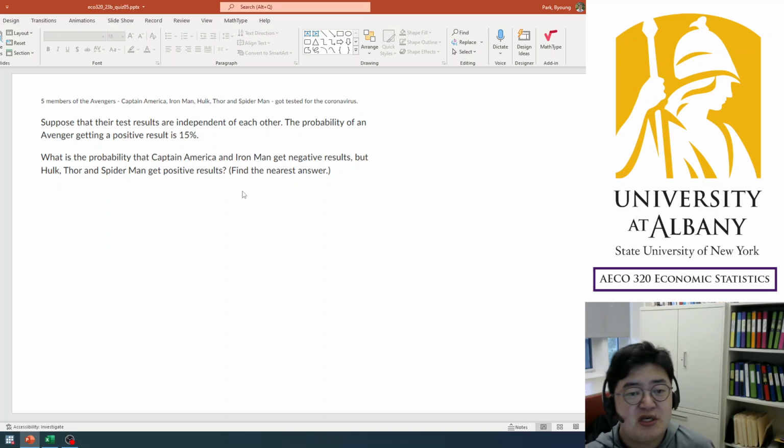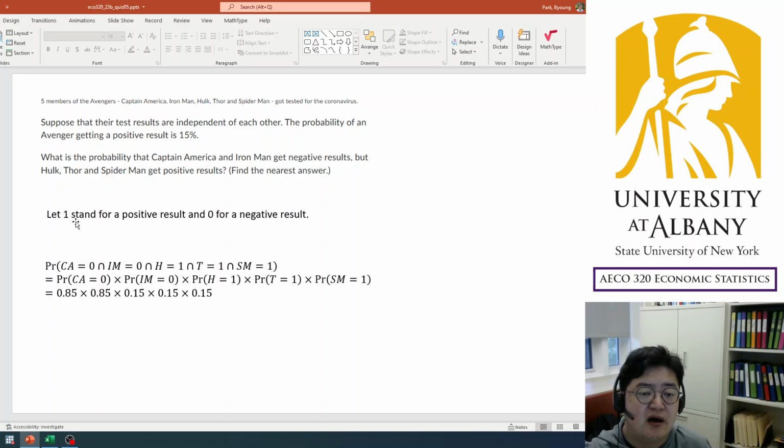What is the probability that Captain America and Iron Man get negative results, but the other Avengers get positive results, right? So here, it is not exactly binomial distribution. What I wanted to show you here is the method you calculate when you know who got negative results and who got positive results. I specified who is positive and who's negative, so it's calculated just based on the special multiplication rule.